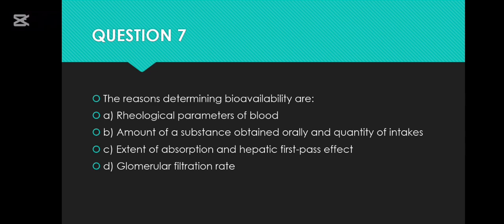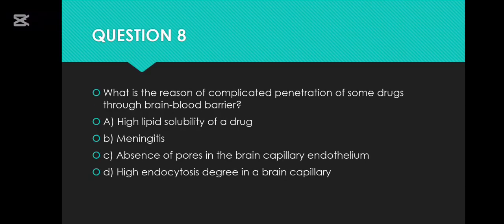Okay, and an example is the first pass effect. For as long as the drug has undergone metabolism by the liver, some of the quantity is going to be reduced. Okay, it's going to be reduced. So these are two major determinants of bioavailability that we can look at. Okay, so now let's go to question 8.